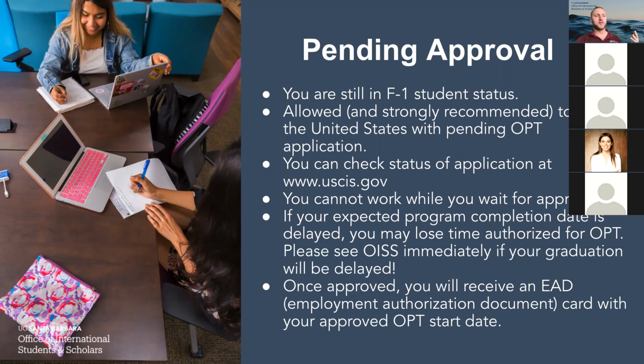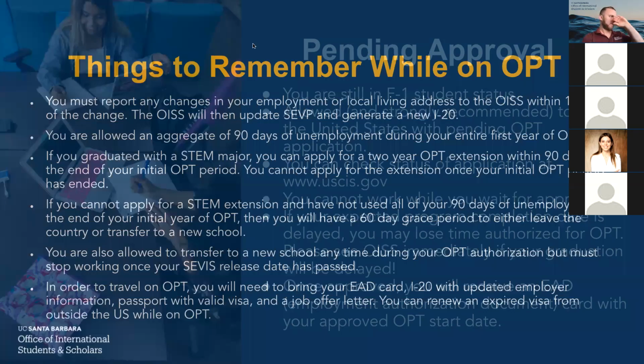Let's say you request a start date of July 17th, for example. If your OPT application is pending and it takes longer, it's not completed by July 17th, then the government will actually move back your start date, and you might get the card and maybe it says August 17th, for example. So you won't know what that start date is until you actually are approved and receive the EAD card.